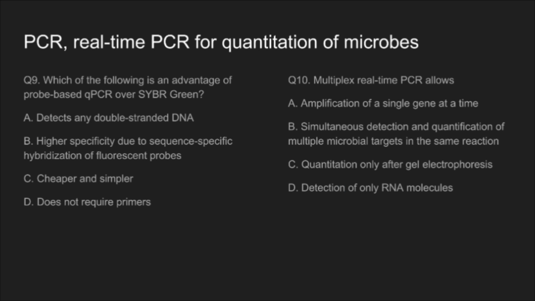Now question 9. Which of the following is an advantage of probe-based qPCR over SYBR green? So your options are A, detects any double-stranded DNA, B, higher specificity due to sequence-specific hybridization of fluorescent probes, C, cheaper and simpler, D, does not require primer.